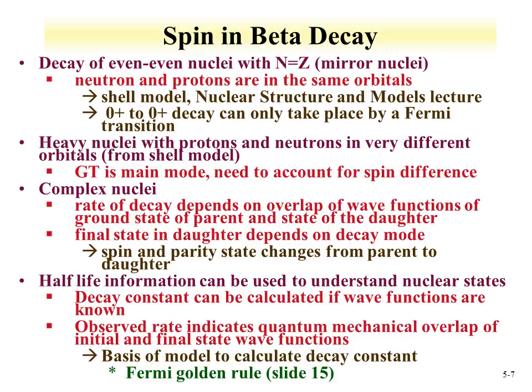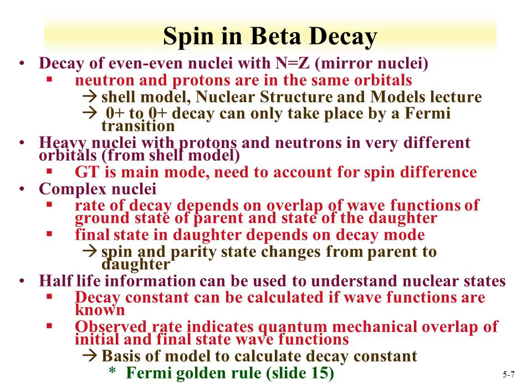Now, these nuclei can be rather complex, where the rate of decay depends upon the overlap of the wave functions of the ground state of the parent and the ground state of the daughter. So what's the probability of getting from the ground state of the parent to a state in the daughter? And this final state depends upon the decay mode. So spin and parity changes from parent to daughter, and the overall delta of the change, this degree of the change, is going to have an effect on the rate of decay, or as we see, the decay constants.